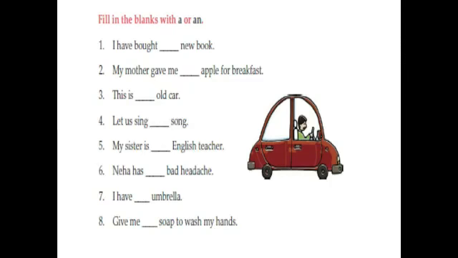Fifth one: my sister is dash English teacher. Yes, my sister is an English teacher. Sixth one: Neha has dash bad headache. Yes, it is a. Neha has a bad headache. Seventh one: I have dash umbrella. So what will come before the vowel? An. So I have an umbrella. Eighth one: give me dash soap to wash my hands. Yes, give me a soap to wash my hands.